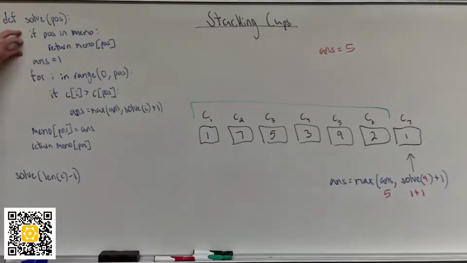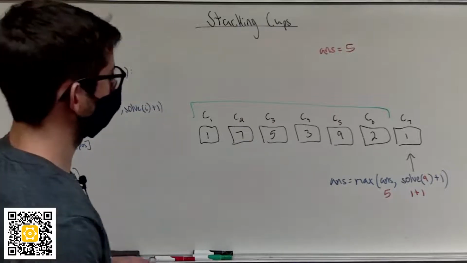So if we've already done this calculation before, you just straight up return it. If we haven't, do that calculation, store it in your memo, then return it. Perfect sense.